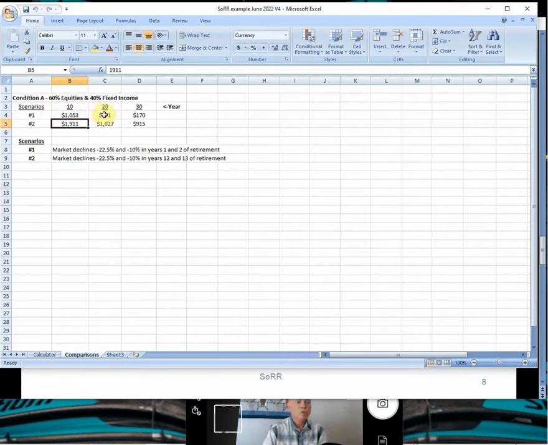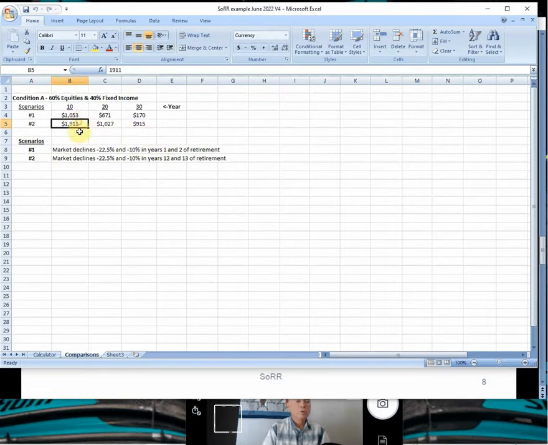So after 20 years under scenario 1, where the decreases that I talked about occur in the first 2 years of your retirement, you can see that after 20 years, you're down to $671K. And after 30 years, you're only left with $170K. Compare that to scenario 2, which has the big decreases occurring in years 12 and 13.